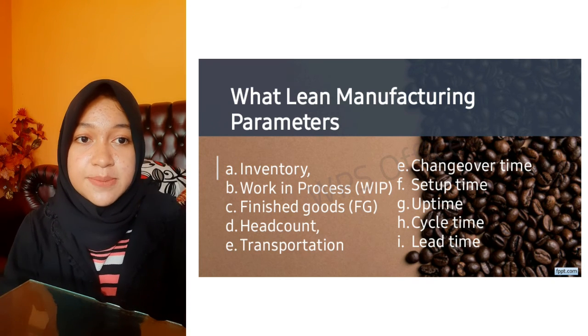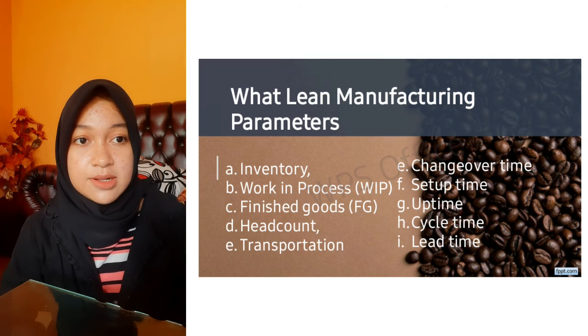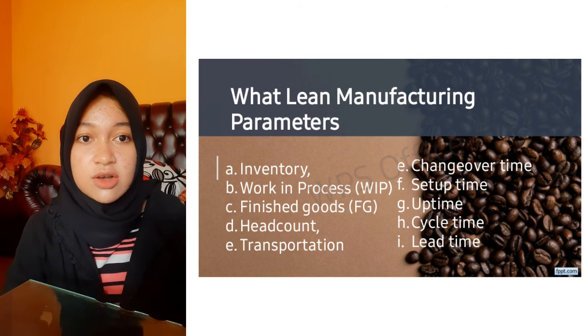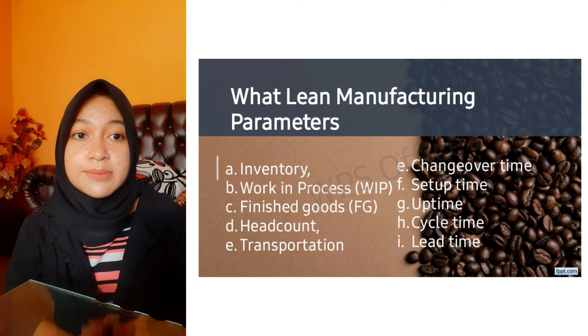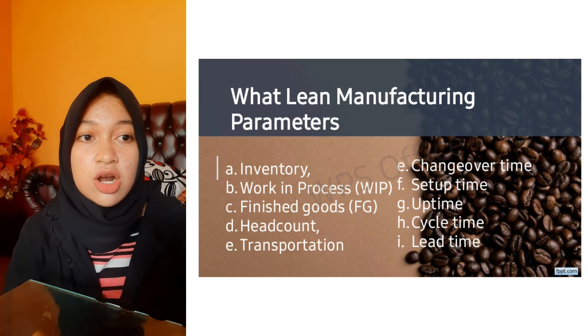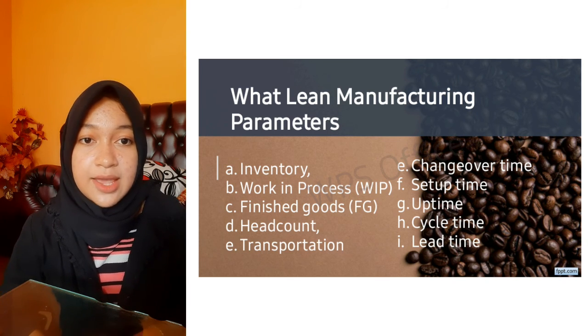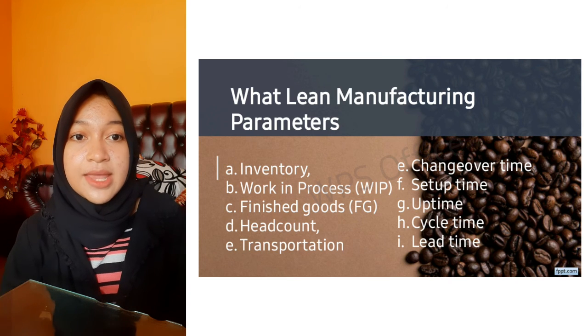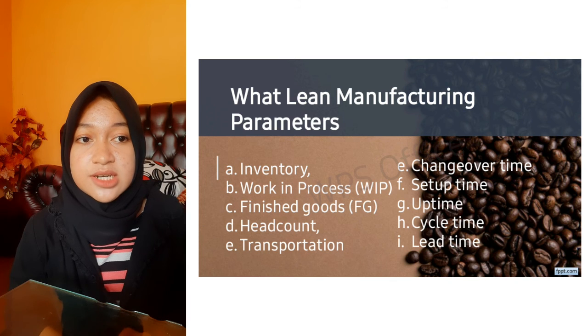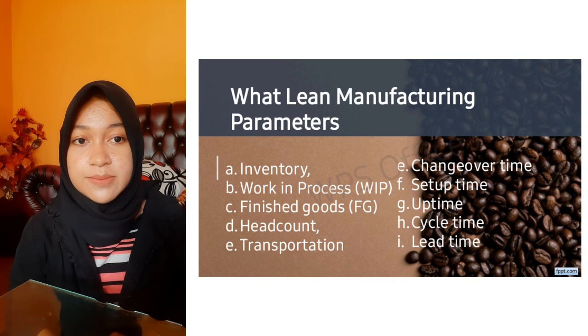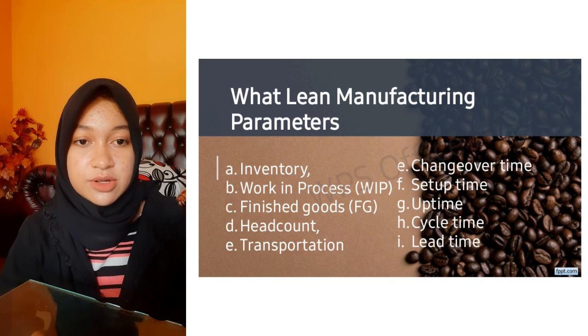Uptime, namely the percentage of time available during the production process on the machine. Cycle time, which is the time required by a machine or operator to make a product. And the last, lead time, namely the time needed to produce a product from the initial unloading of the material to loading the finished product.